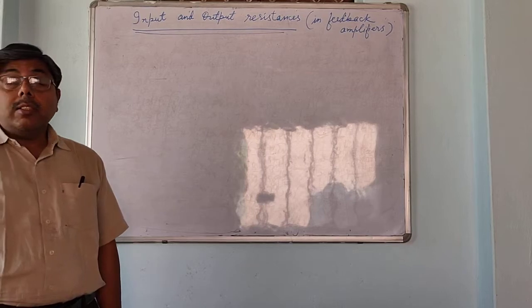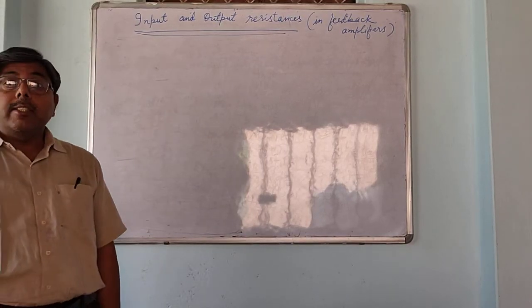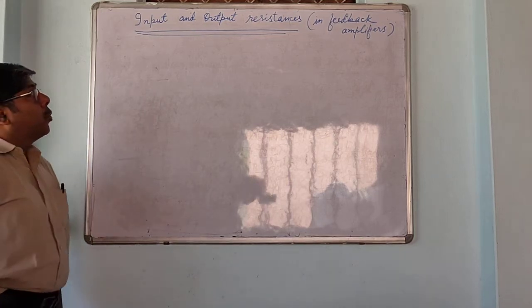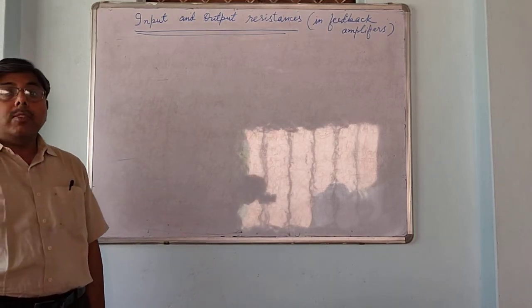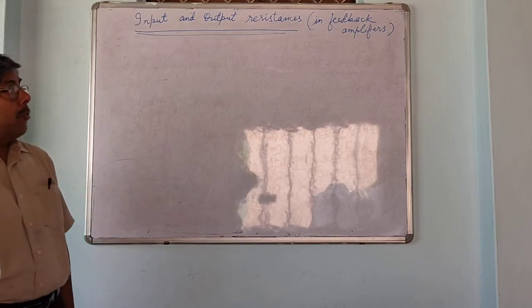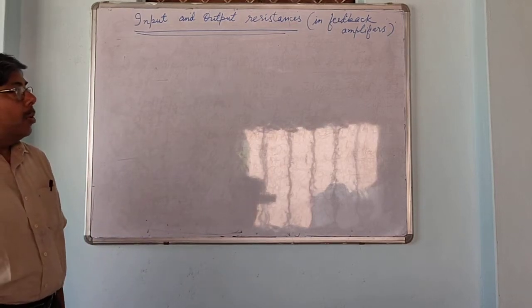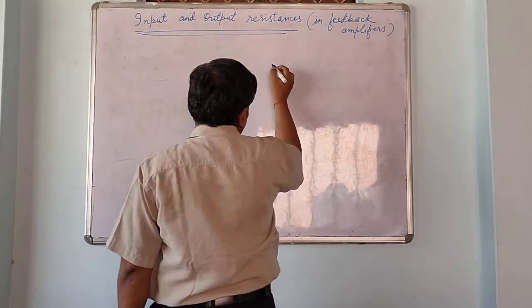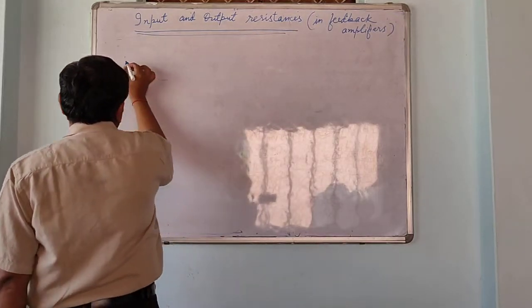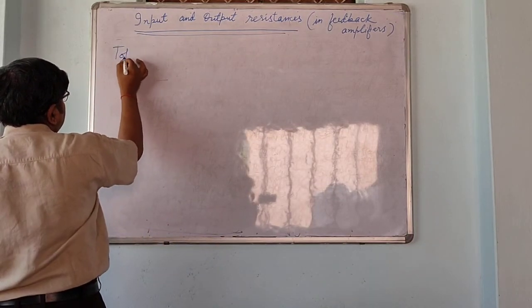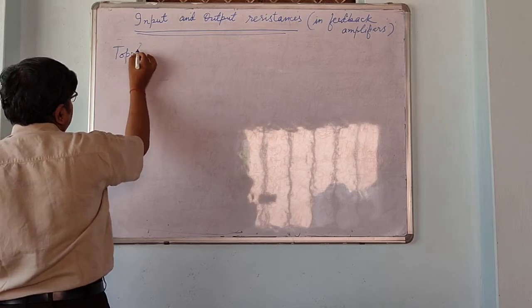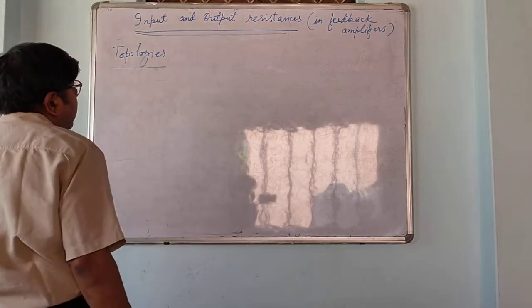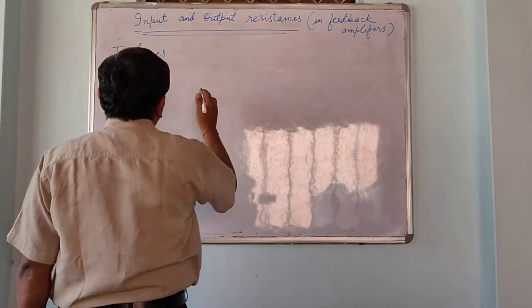Today we will discuss input and output resistances in feedback amplifiers. How we can control input and output resistances by using proper feedback topology. We have four types of topologies for four amplifiers. According to topologies, we have different input and output resistances.